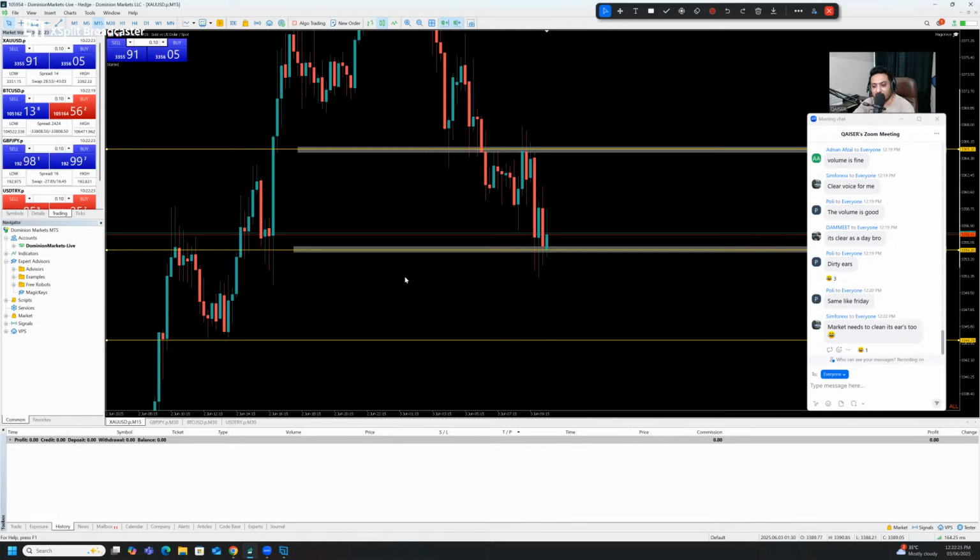Exactly. So there's just 7 minutes left for the 30-minute candle to close. I just want to see how this candle is going to close now. So we'll see that.